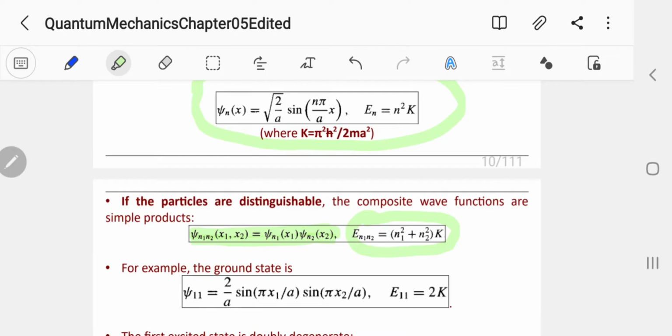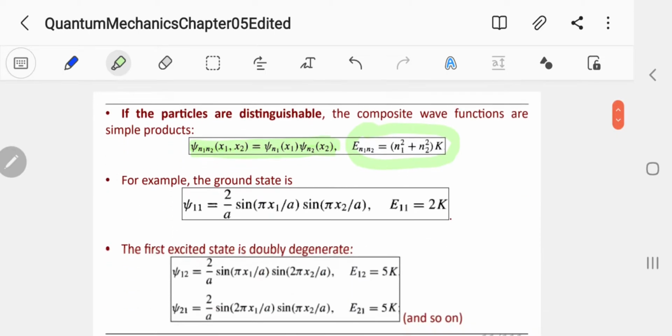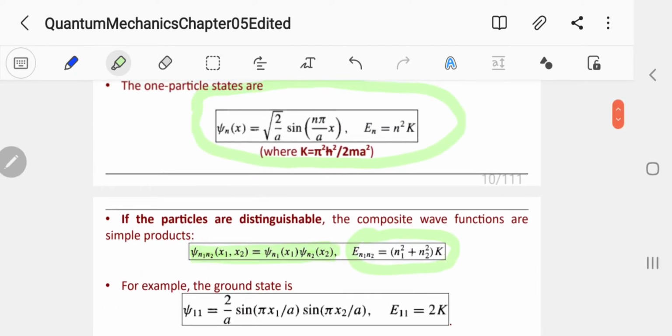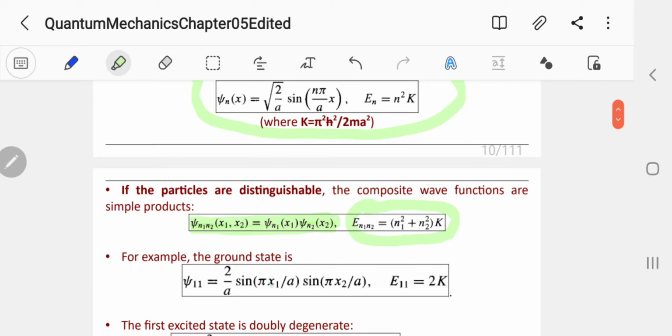That's for distinguishable particles. For example, the ground state is 2 over a, sine pi x1 over a and sine pi x2 over a. And of course here your n is equal to 1, and also n is equal to 1 here, so that your energy would just be 1 squared plus 1 squared times the energy K.